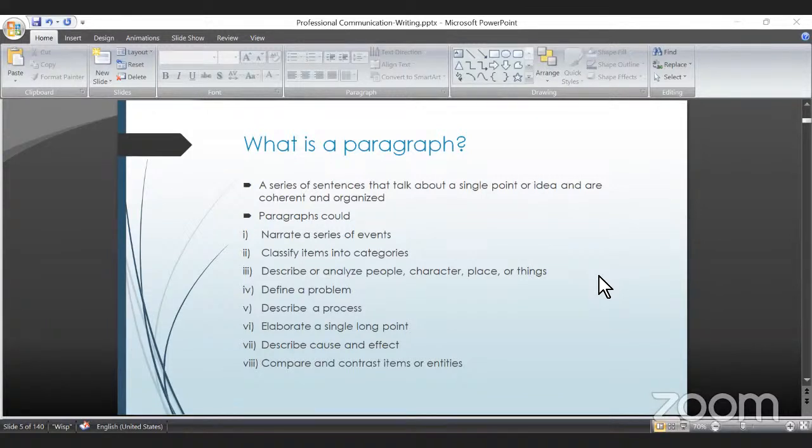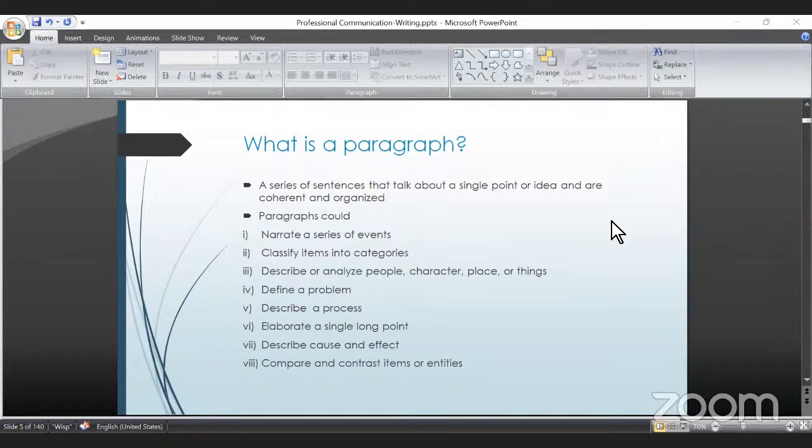This understanding is very important for us to write good paragraphs. That is single point or idea, coherence, and organization. All these 3 things work together to give you a good paragraph. Is that clear? Any doubt? No, ma'am. Okay, right. If there's anything, you can just raise your hands and ask me at any point.